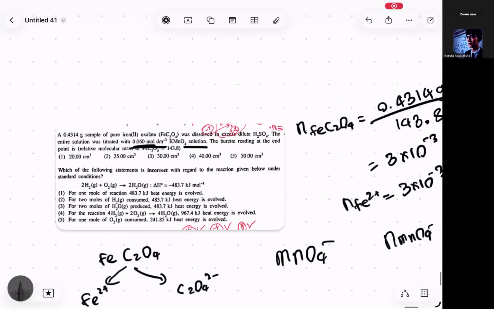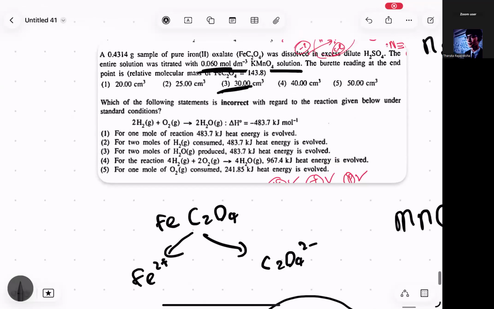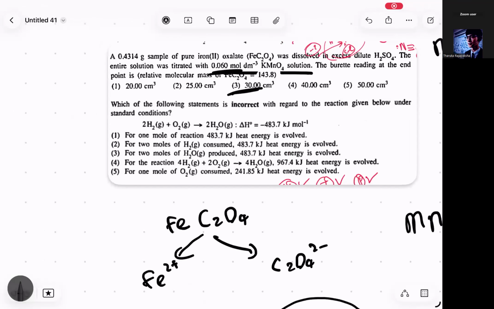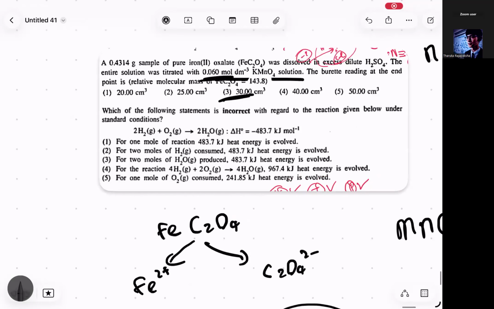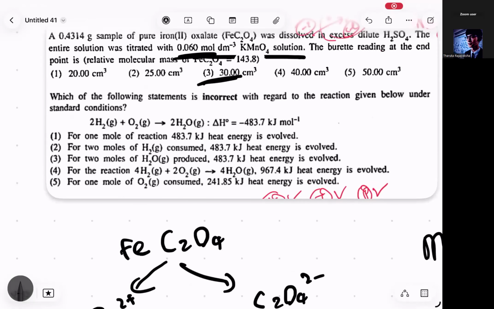Next question: which of the following statements is incorrect with regard to the reaction given below under the standard conditions? For 1 mole of reaction, 483.7 kilojoules of heat energy is released. Yes, for 1 mole of reaction, actually 483.7 kilojoules per mole is released. That statement is correct. Second one, for 2 moles of hydrogen consumed, yeah, that is correct. Here the stoichiometry is 2, so you need 2 moles of H2 and 1 mole of oxygen to release minus 483.7. So that is absolutely correct.